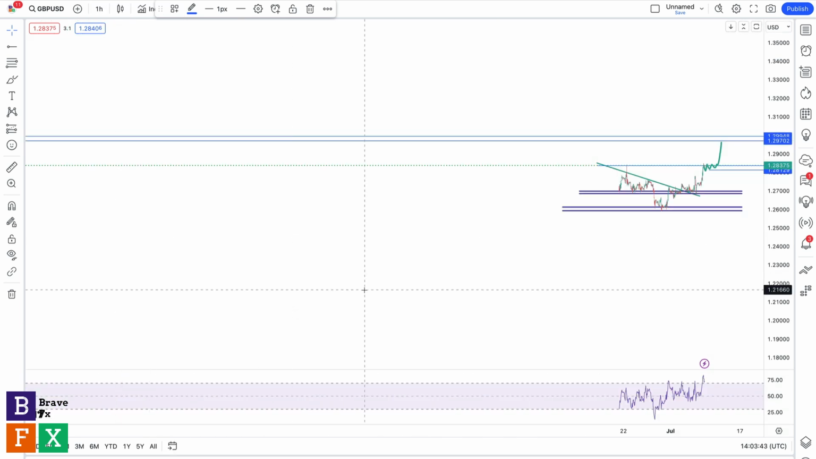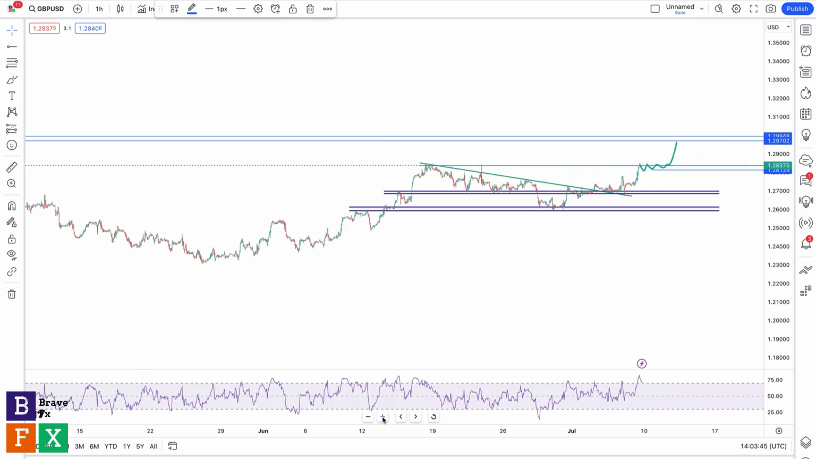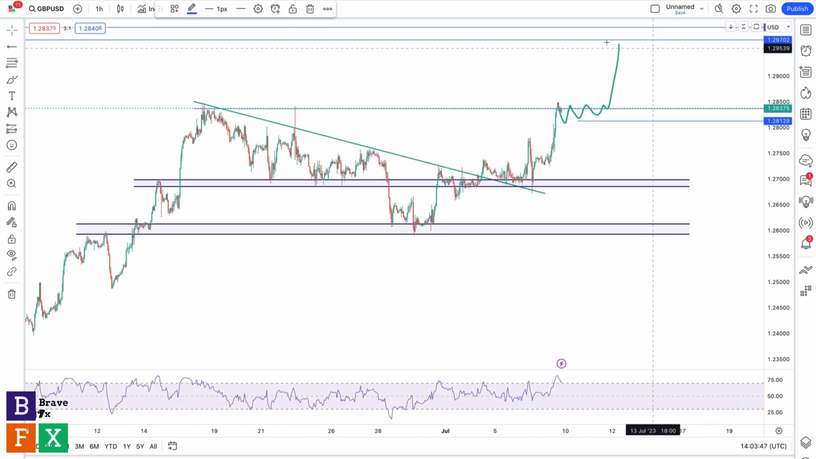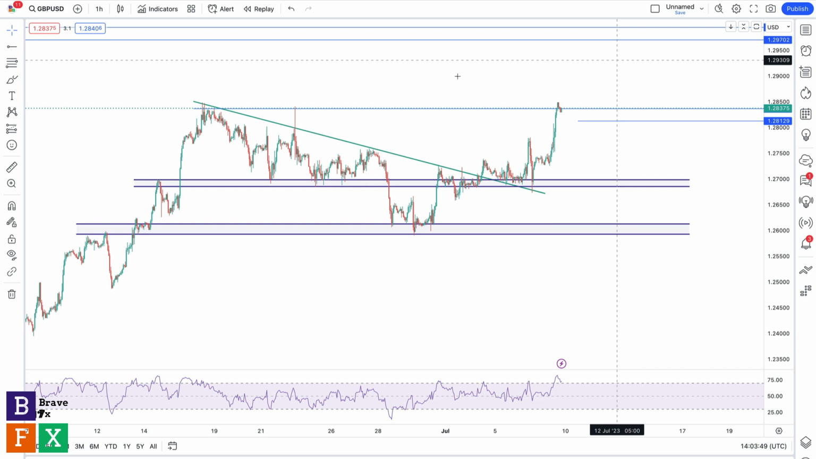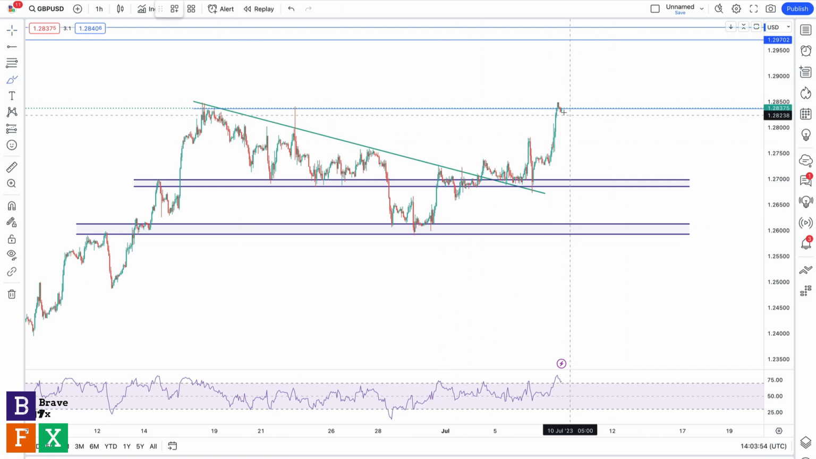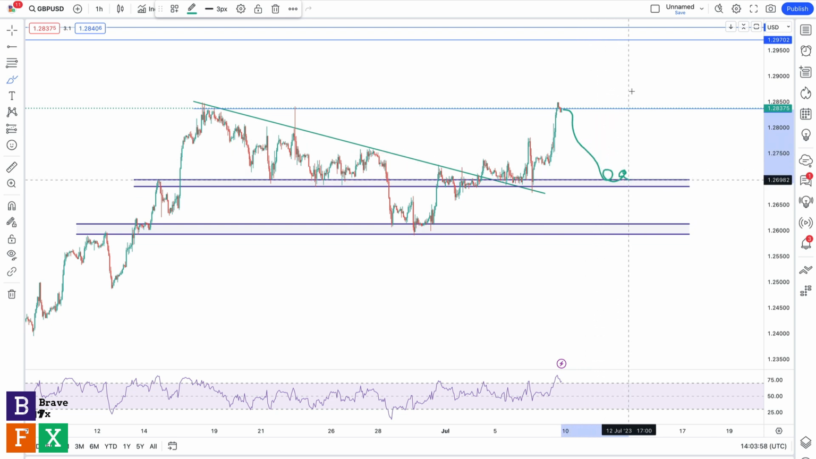Alternatively, I'm going to wait for price to reverse to the downside. I'm going to show you real quick. Alternatively, I'm going to wait for price to reverse, coming back close to this area of value, where I'm going to look for opportunities to go long.